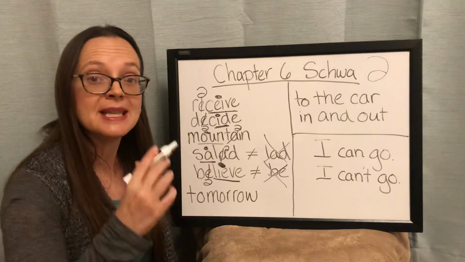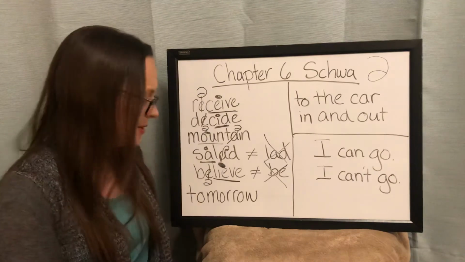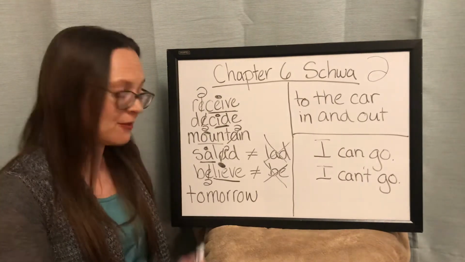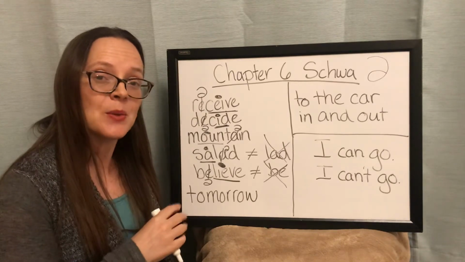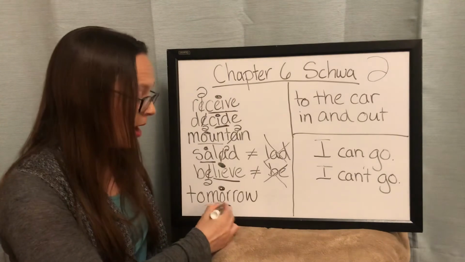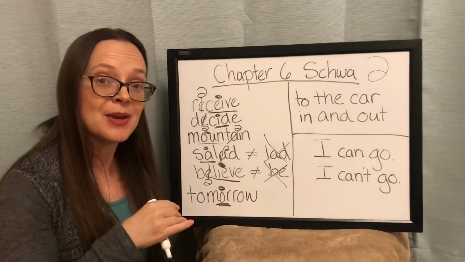Believe. Believe. Good. Try after me. Believe. Very nice. Let's do one more. Tomorrow. Try for me. Tomorrow. Which part is most important there? Good. It should be on ma. One more time. Tomorrow. Very nice.